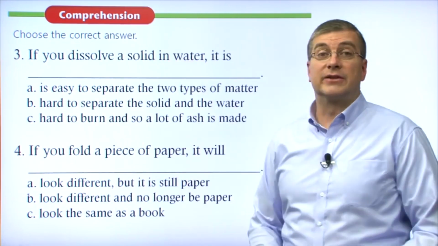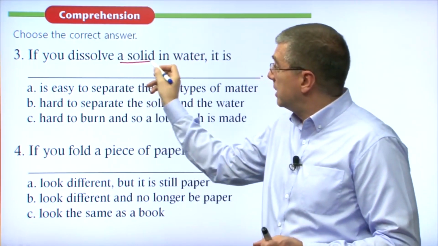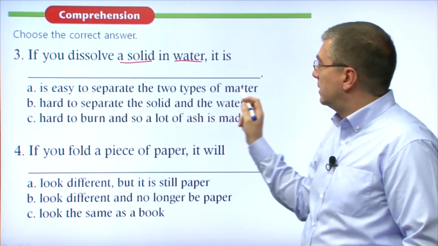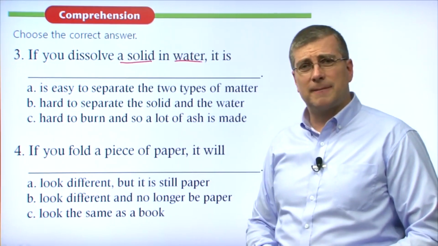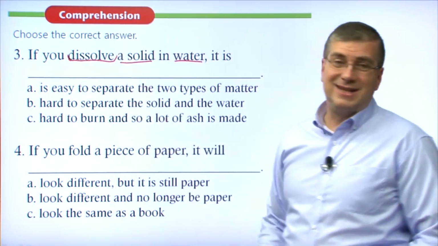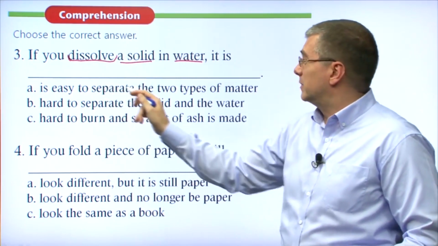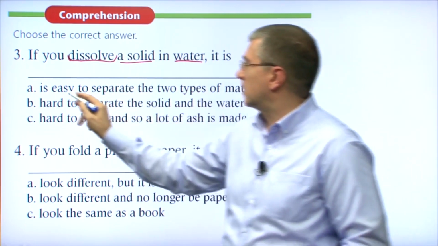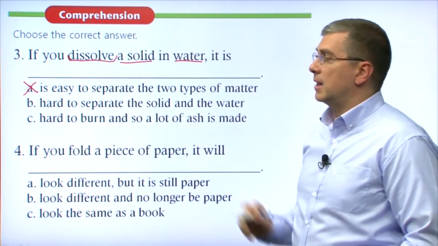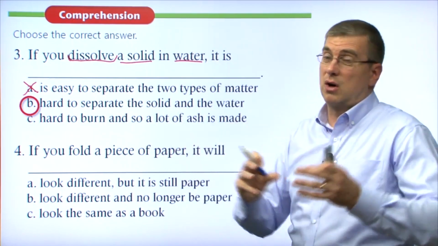If you dissolve a solid in water, right? Now we're talking about something different. Now we have a solid and we have a liquid. What happens? It is A, easy to separate the two types of matter. Is it easy to separate? No, because they dissolved, right? That's the important part. If they didn't dissolve, yeah, you could separate them. But in this case, they did. They did dissolve. So it is easy? No, it is not easy. A is not the right answer. It's not easy to separate them. B, it is hard to separate the solid and the water. Well, actually, that's the correct answer, isn't it? Because if it dissolves, it kind of becomes part of the water.